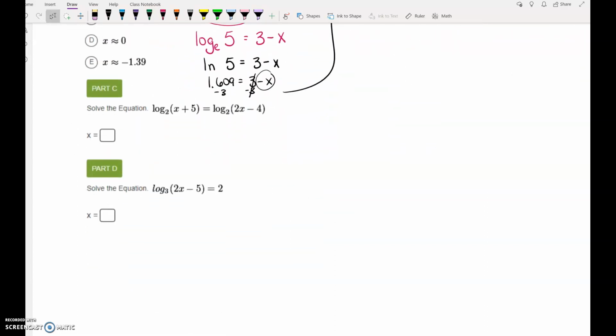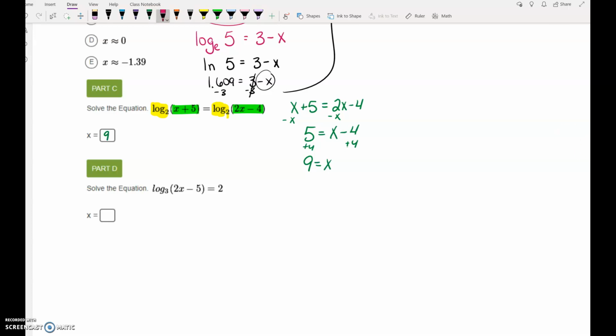Okay, part C. I hope I have enough room. I'll have to do my work over here, kind of. All right, this is log on both sides. Log base 2 of stuff equals log base 2 of stuff. Because log base 2 is the same on both sides, the stuff is the same on both sides. So x plus 5 equals 2x minus 4. So I've got 5 equals x minus 4. I've got x equals 9.